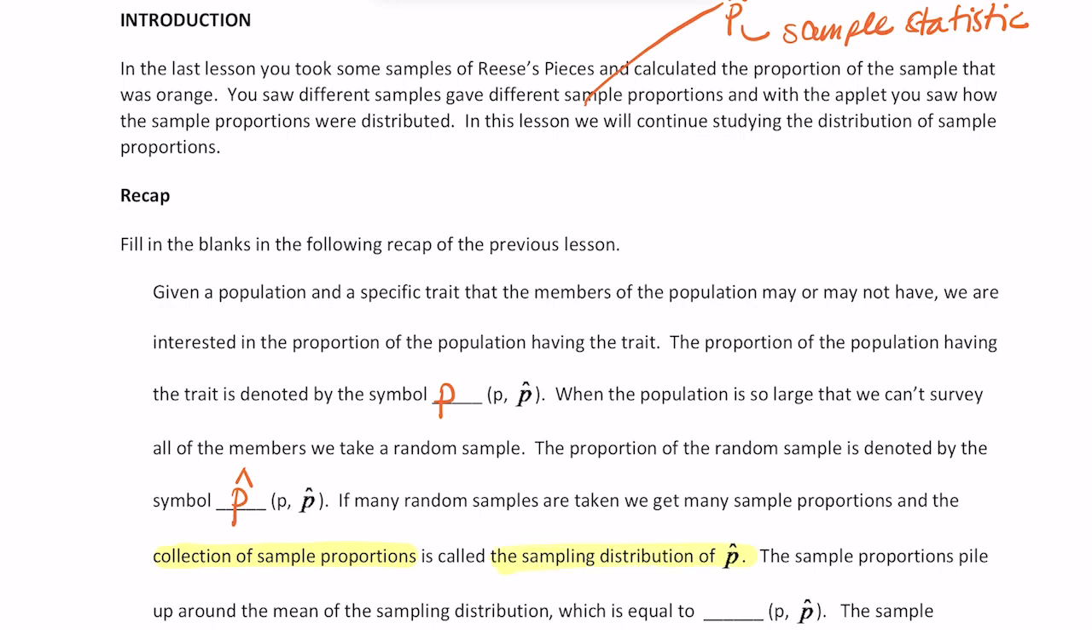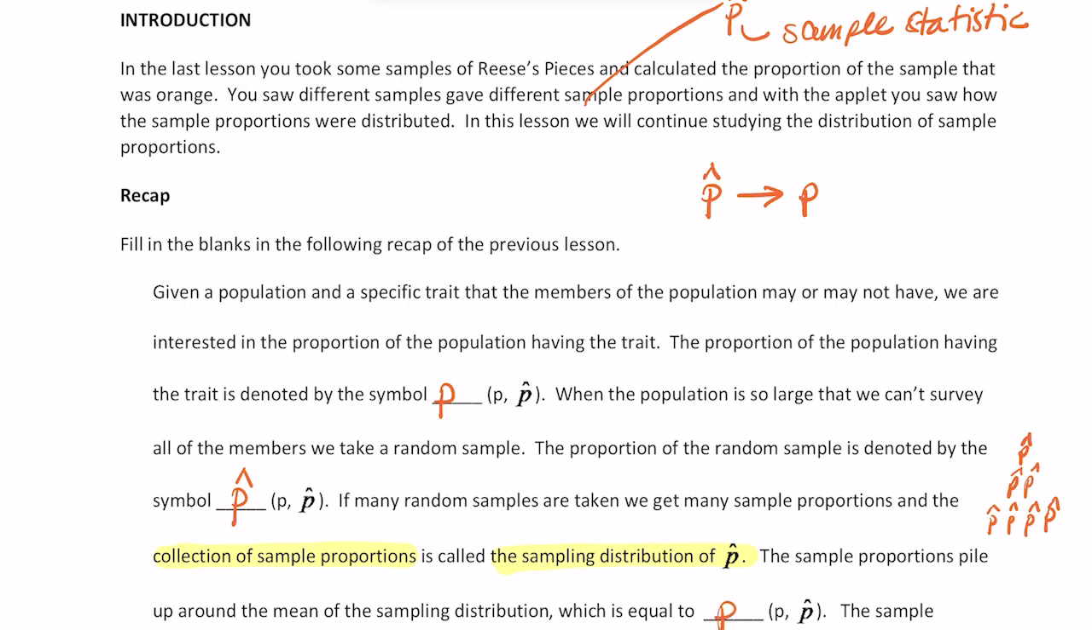And if you recall, what happened was we created a dot plot and we had all of our sample proportions and they were all piled around the center, which we estimated to be our true population proportion. So P hat, if we take a good sample and we do things correctly, should help us estimate P, which is your population proportion. The sample proportions pile up around the mean of the sampling distribution, which is equal to P.